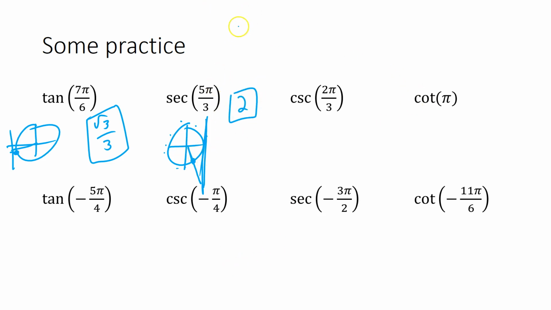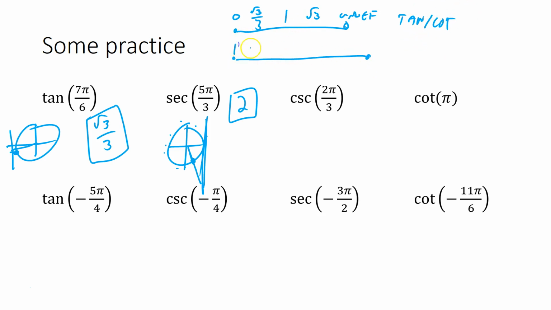Thinking about our number lines, it might be a good idea to have those here. For tangent and cotangent, it goes 0, root 3 over 3, and then 1, then root 3, and then undefined. And then for secant and cosecant, we go 1, and then 2 root 3 over 3. Then we have root 2, and then 2, and then undefined.